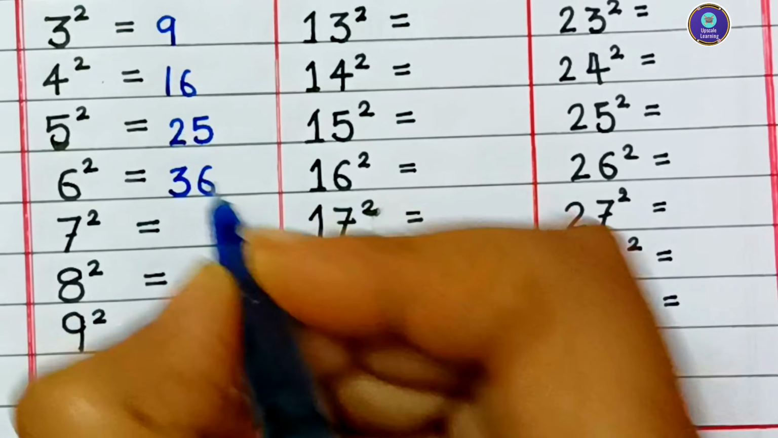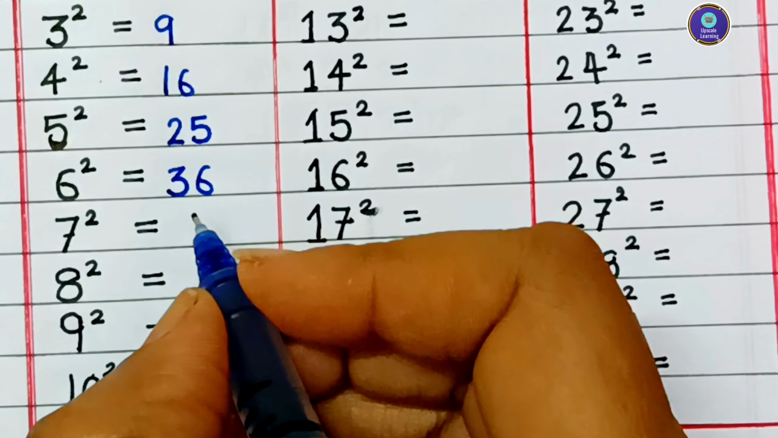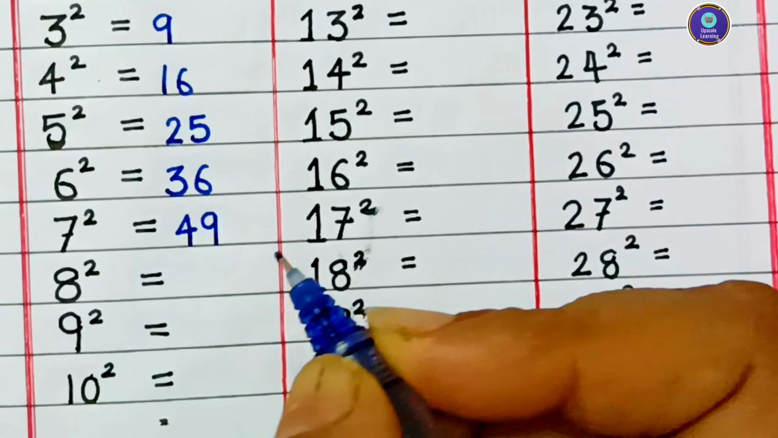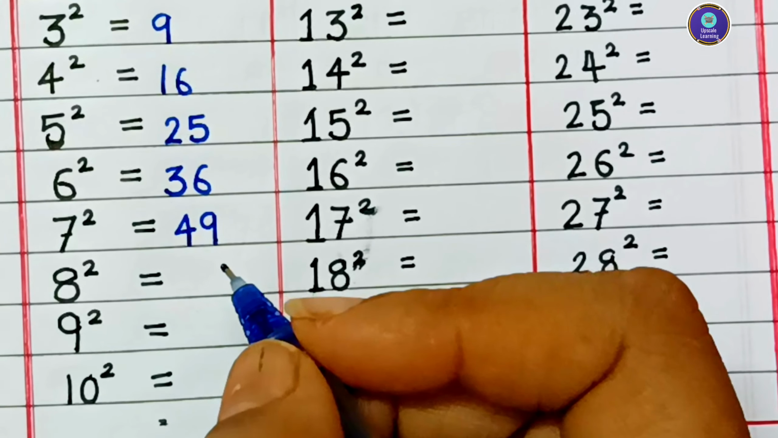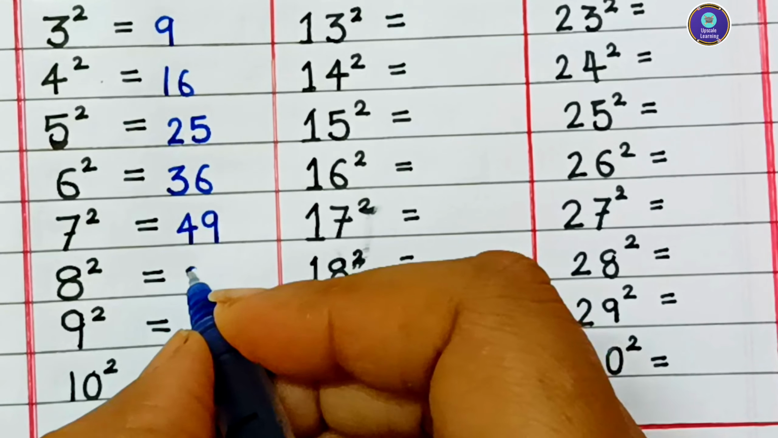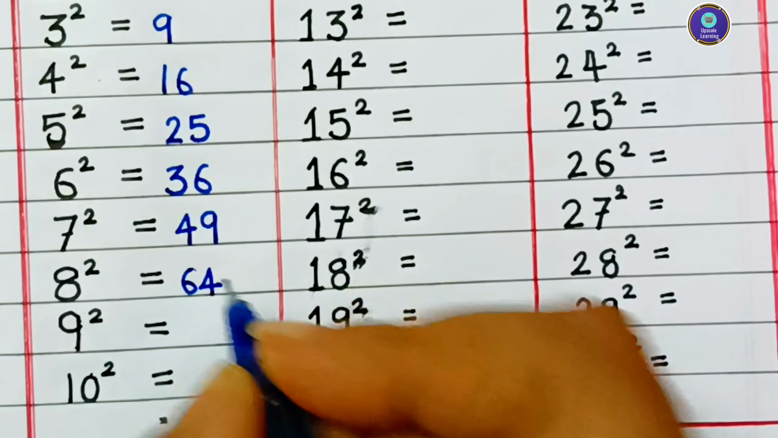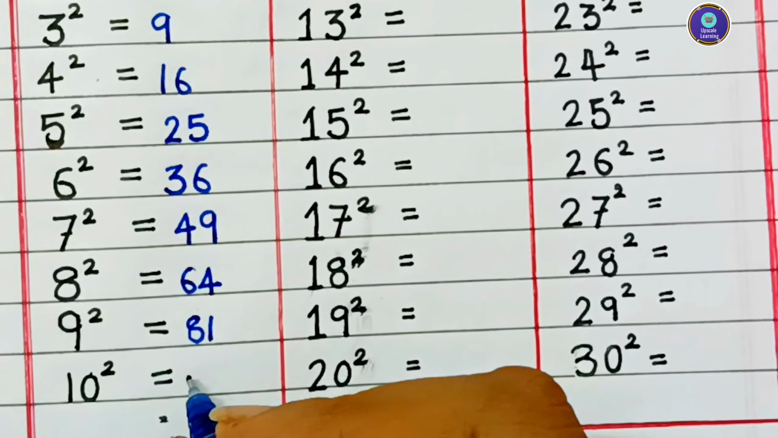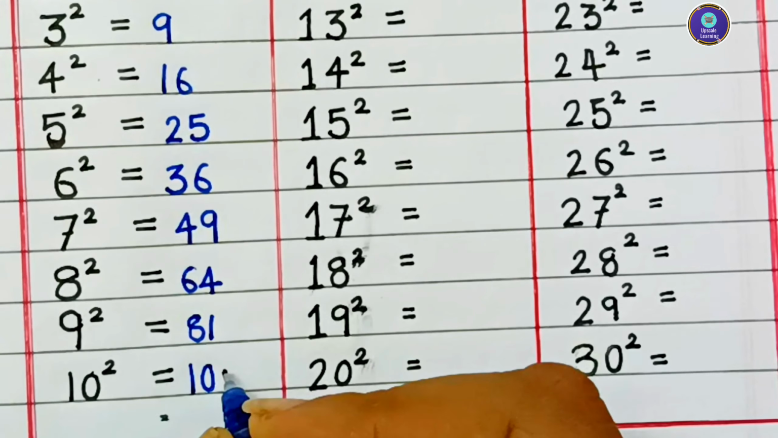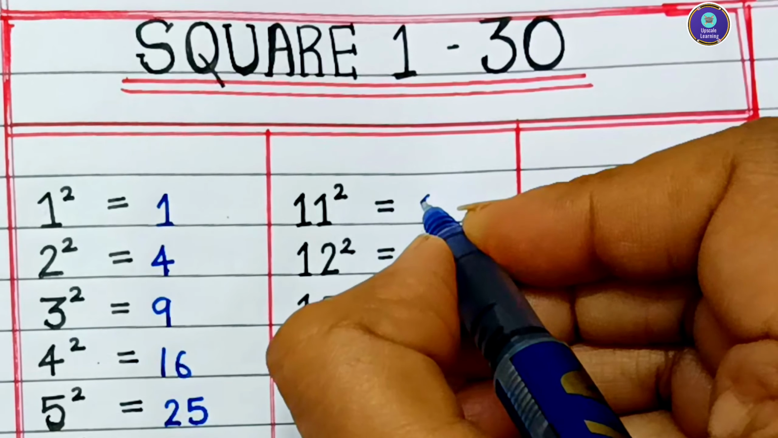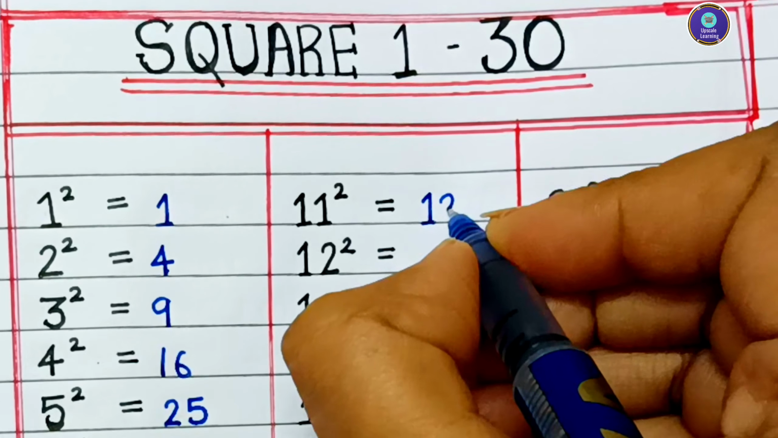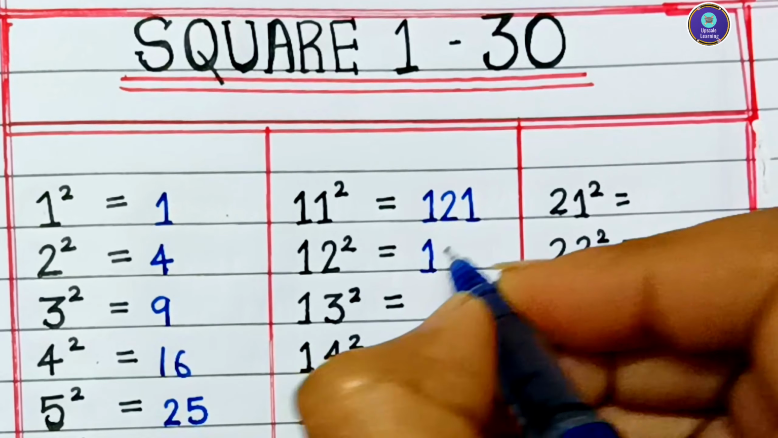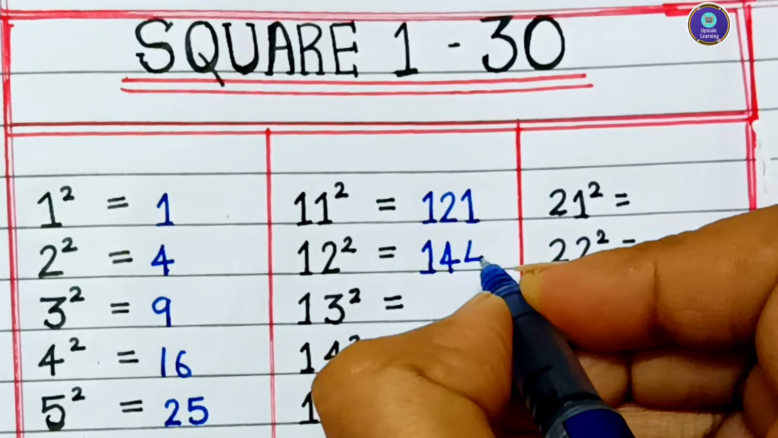Square of 6 is 36, square of 7 is 49, square of 8 is 64, square of 9 is 81, square of 10 is 100. Square of 11 is 121, square of 12 is 144.